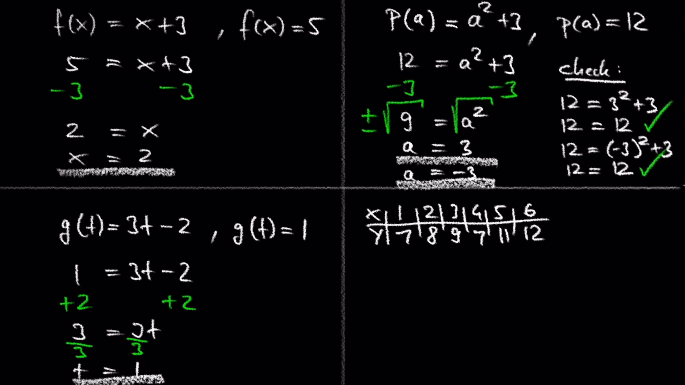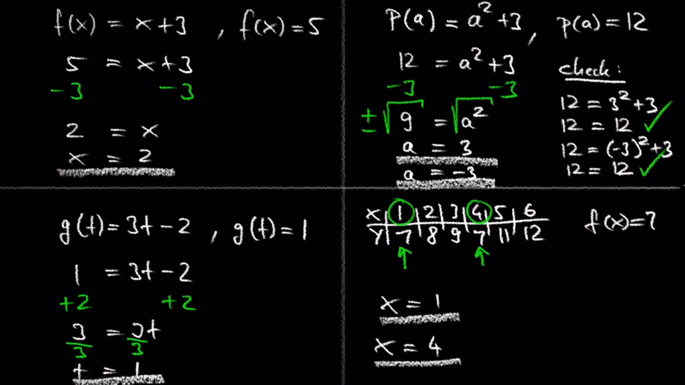How can we solve this function for f of x equals 7? Again, we have to identify the input values for x that produce an output value of 7. We see that the input values 1 and 4 produce the output value 7. In other words, when the input of this function is 1, the output is 7. And when the input of this function is 4, the output is also 7. So the input values of the output 7 are 1 and 4. And we're done with this problem.